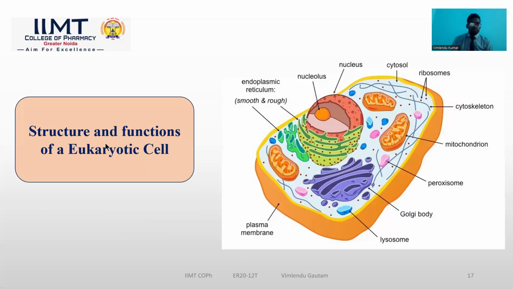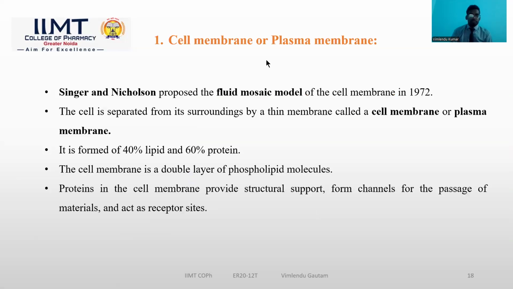The second type of cell is the eukaryotic cell. This is the structure of the eukaryotic cell. We will study all the parts one by one. The first part is the cell membrane, or plasma membrane.